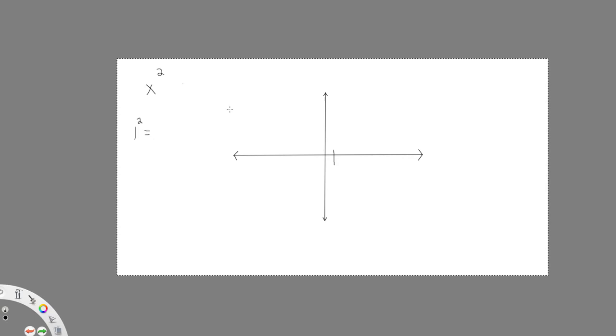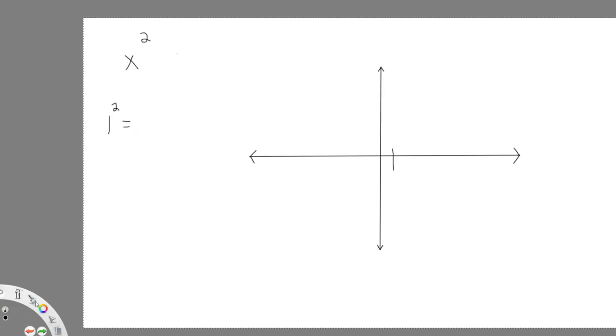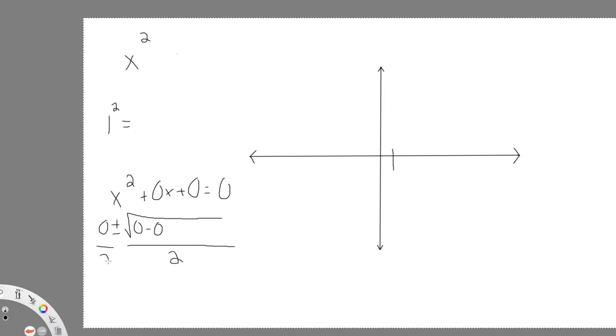Now, instead of learning how to graph cubics, let's learn how to solve a quadratic by graphing. So first of all, we have x squared. Now what we can do is add in the invisible terms. And then we can use the quadratic formula. Now, basically, we can simplify this. The solution to this equation is plus or minus 0. That is where it meets the x-axis. That is the x-intercept.